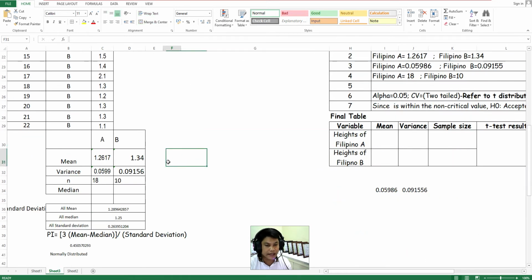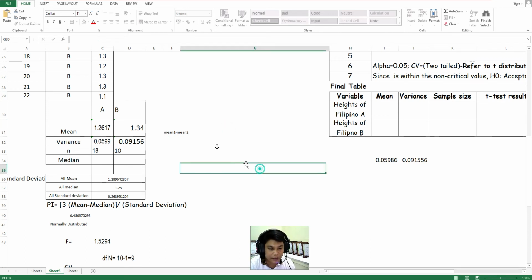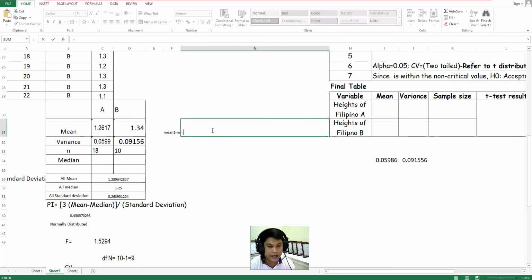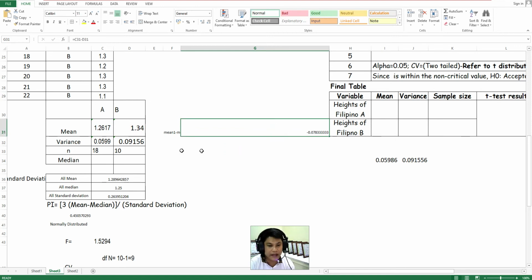So, let us try to solve here. We have mean 1 minus mean 2. So, how to solve the mean 1 and mean 2? Equals A minus B. That's the value.